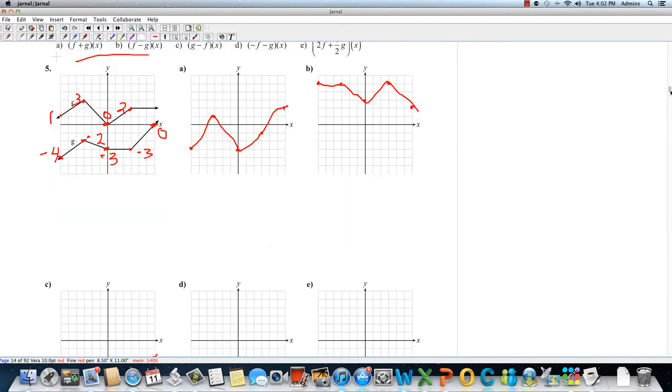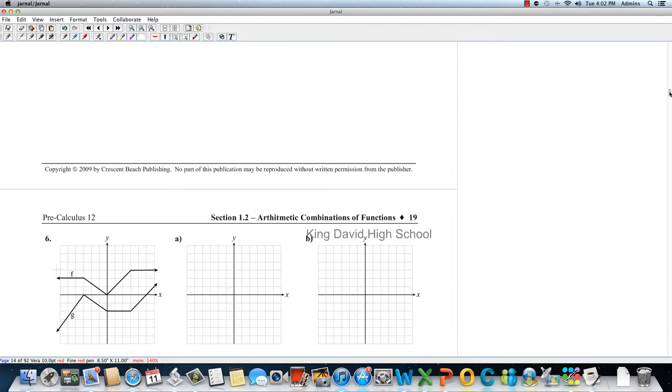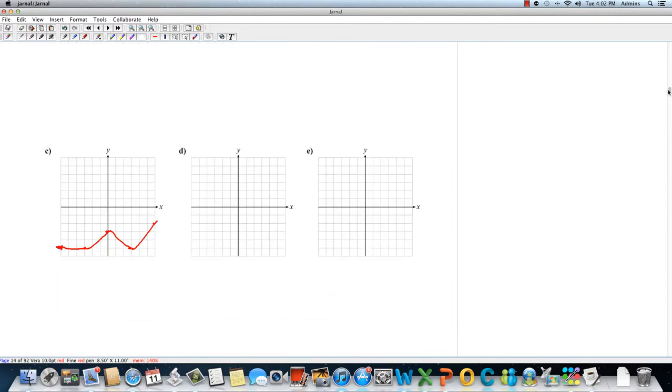So question D asks us to take the negative value of f subtracted by g. So negative value of f would be negative 1 subtracted by g, which would be minus negative 4 or plus 4, which would give us a value of positive 3. Our next value would be negative 3 subtracted by negative 2, giving us a value of -1.